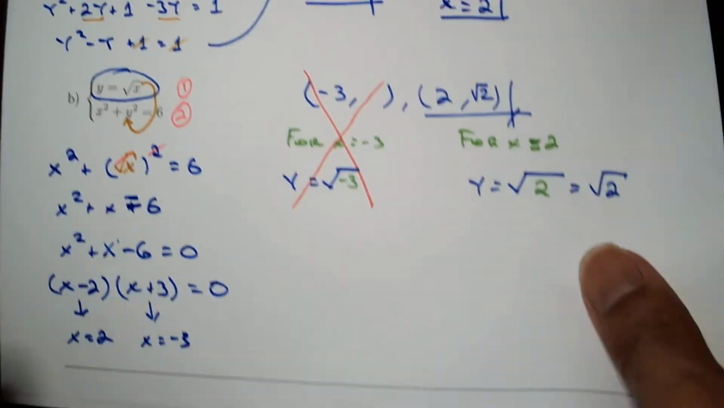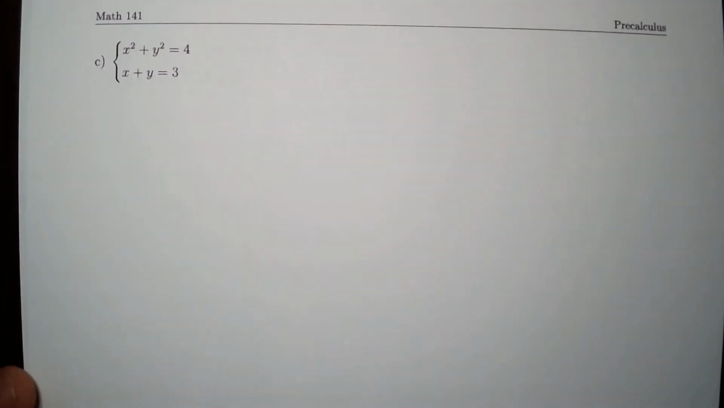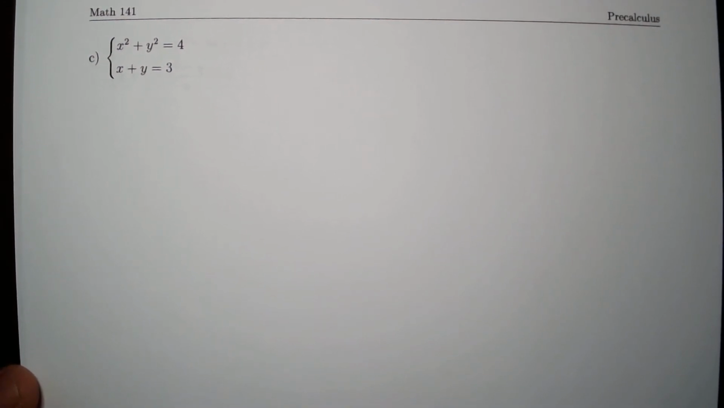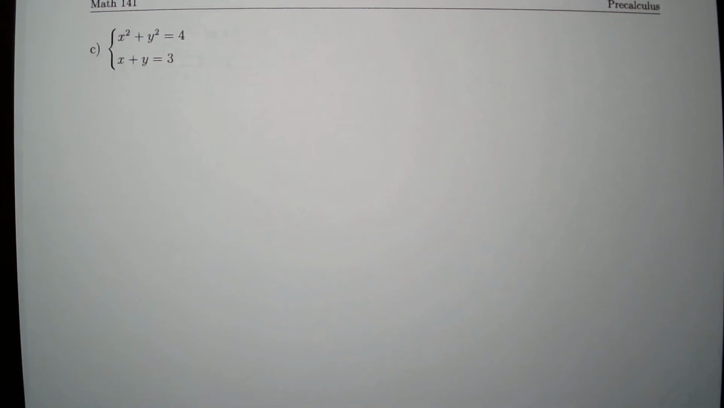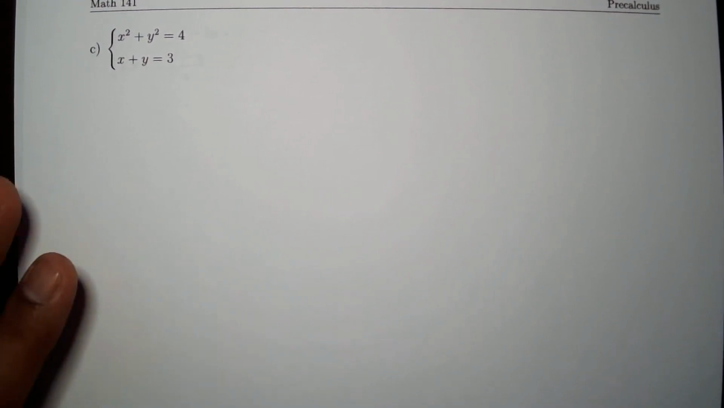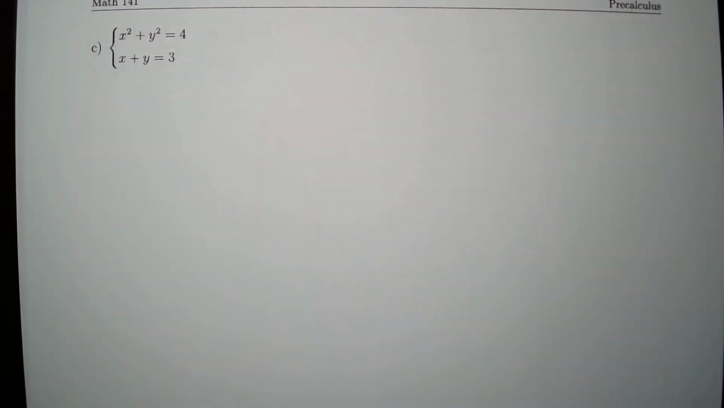Alright, so let's move on to the next page. Let's look at another example. So x squared plus y squared equals 4, and x plus y equals 3. Okay, so in this case, what do we have?